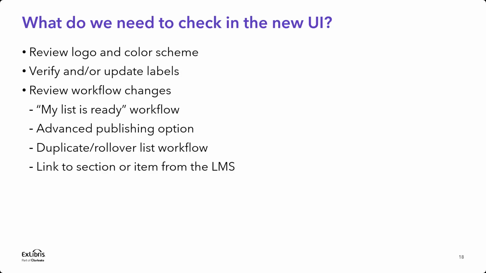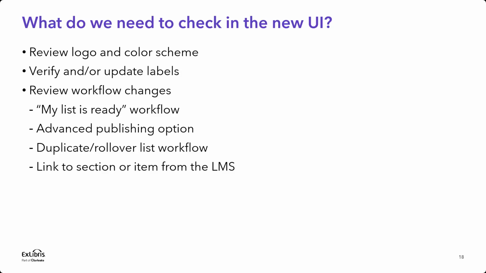In the classic UI, there's the option, I can't remember the default label, to copy a list or duplicate a list or to roll over a list. And we got a lot of feedback about not knowing the difference or when I'm supposed to do what. We looked really hard at the labels to see if we could come up with something. And in the end, we decided that it just makes sense to only have one copy rollover workflow. So take a look at that.